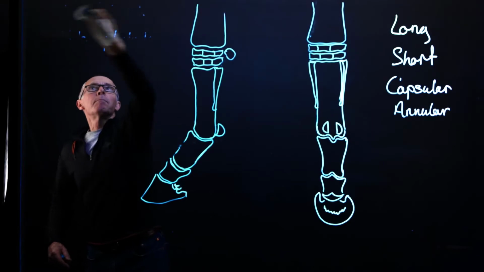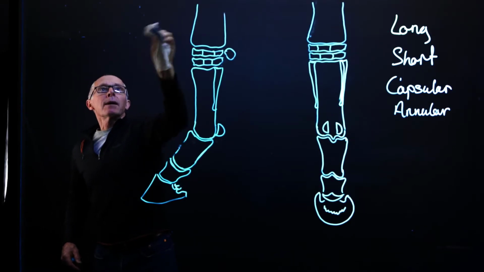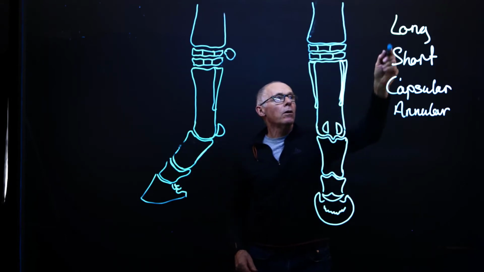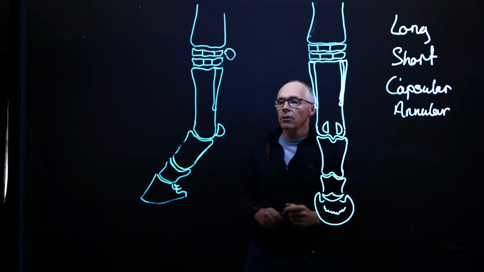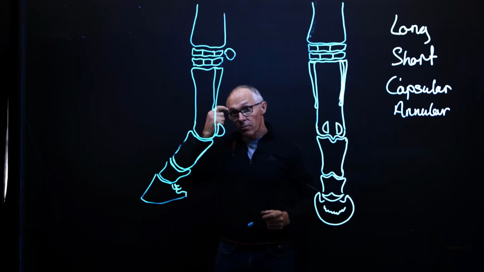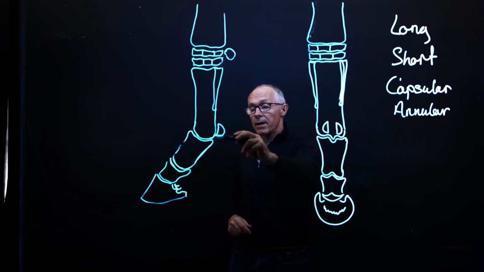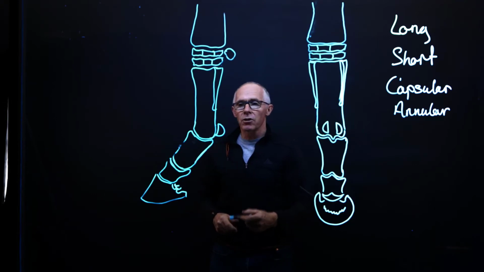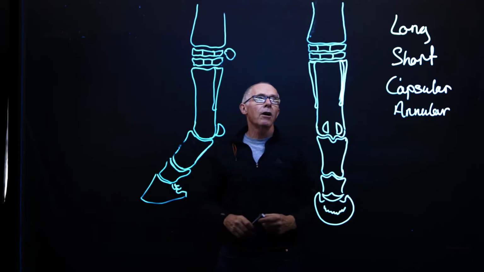So we begin by making a short list of the different types of ligament. We've got long, short, capsular and annular. The joints that we're going to look at are the metacarpophalangeal, the proximal interphalangeal and the distal interphalangeal. So the fetlock, the pastern and the coffin joint.